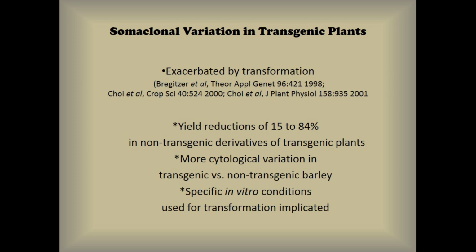And what we saw was that the yield reductions ranged from 15 up to 84% in these non-transgenic derivatives of transgenic plants. And to reiterate, these were not transgenic plants. We're looking at somaclonal variation here causing this problem, not the insertion of the transgene or the expression of the transgene.